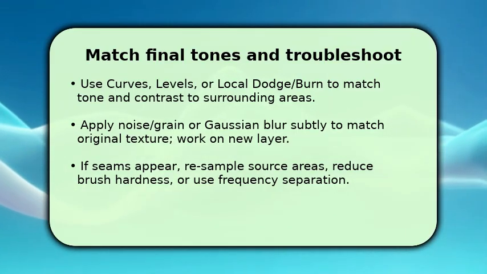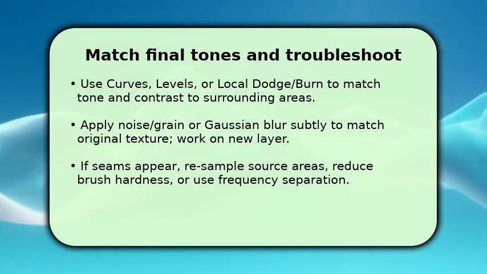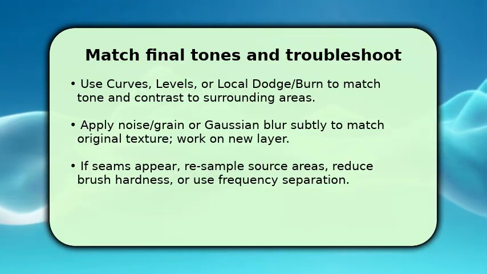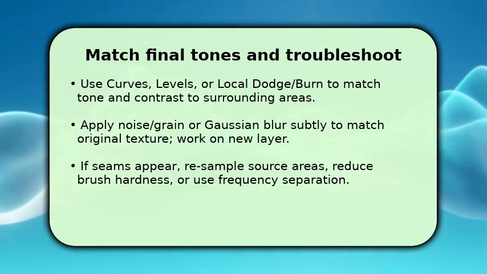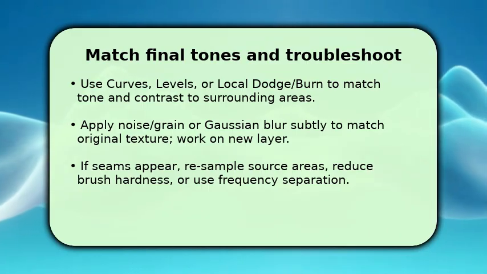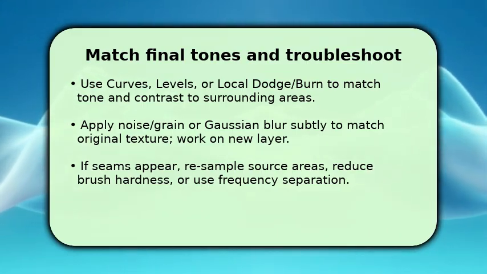If you see seams, resample cleaner source areas, lower your brush hardness, or use frequency separation to independently fix color and texture. Finally, zoom out and toggle visibility if something still looks off. Undo the last step and try a different source patch.